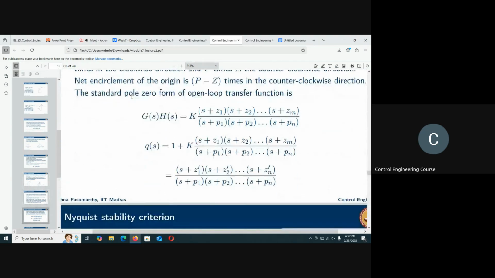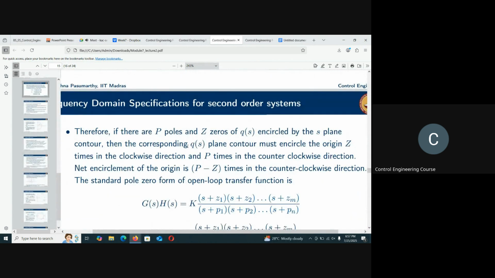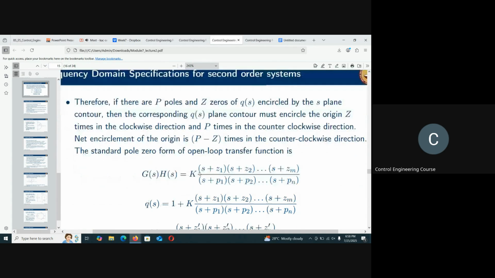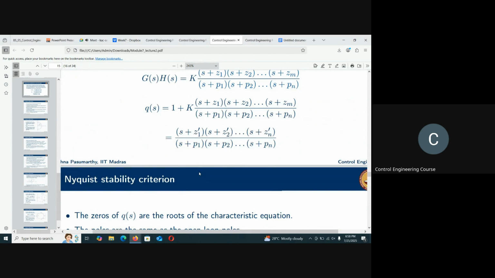This is a very important theorem in complex analysis. The number of counterclockwise encirclements about the origin for a Q(s) contour is P minus Z, where P and Z are the number of poles and the number of zeros encircled by the S-plane contour. This is the basic criterion for the Nyquist plot. Got it?